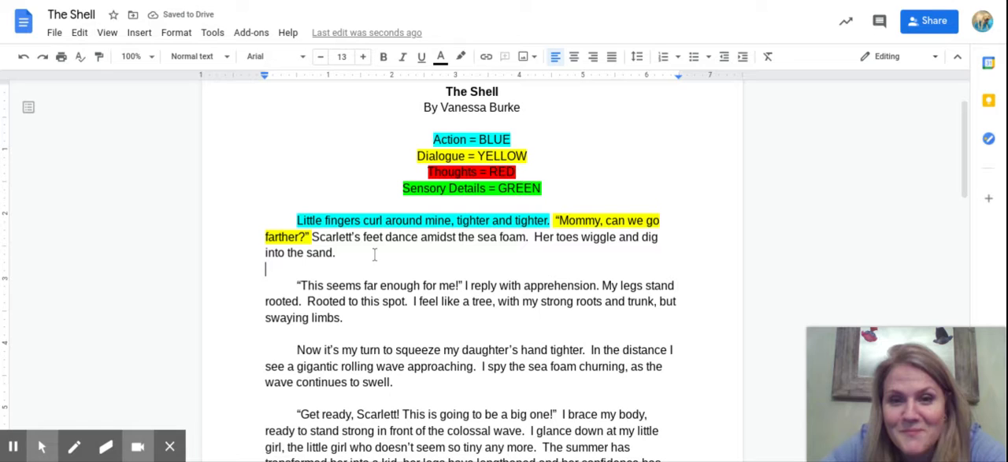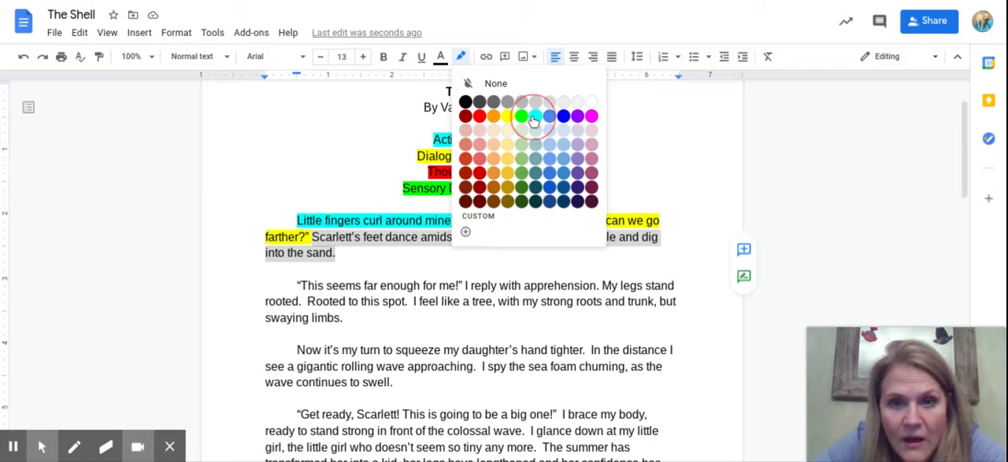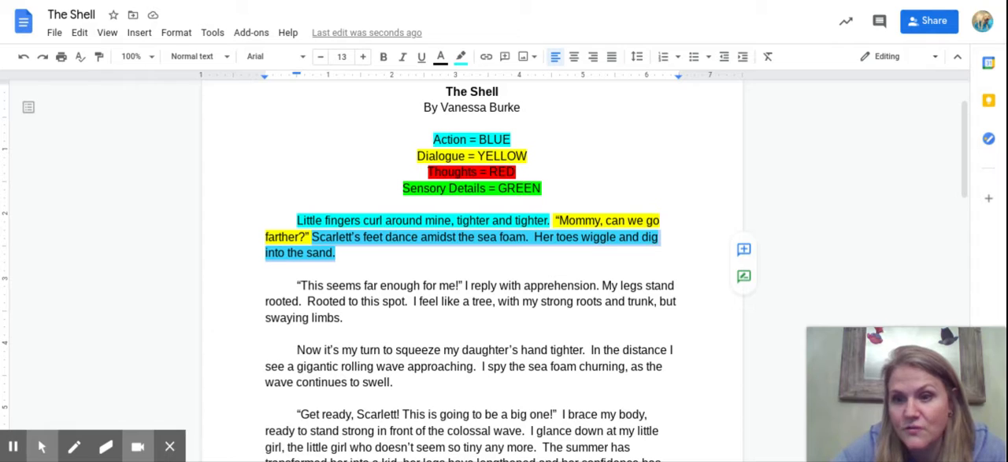Scarlett's feet dance amidst the sea foam. Her toes wiggle and dig deep into the sand. That is action. Okay, so do you see how I'm going through my story line by line here? And I already see that I have a lot of action and a little bit of dialogue so far. So I'm going to keep going to see what I need to do to make my story more balanced.